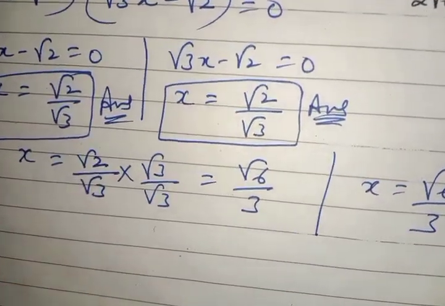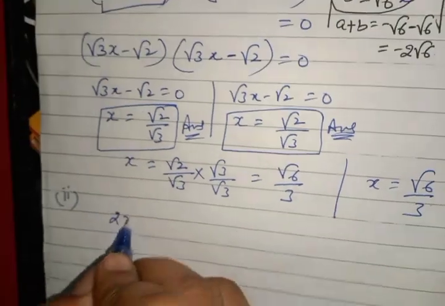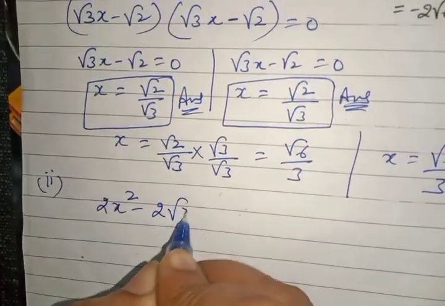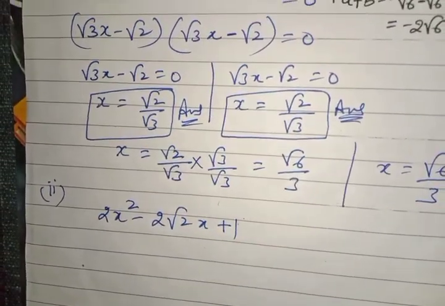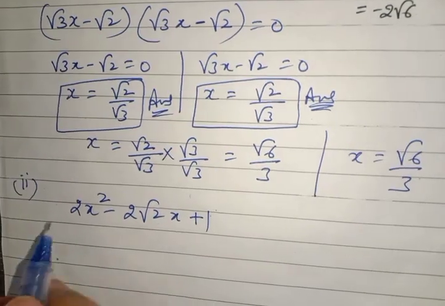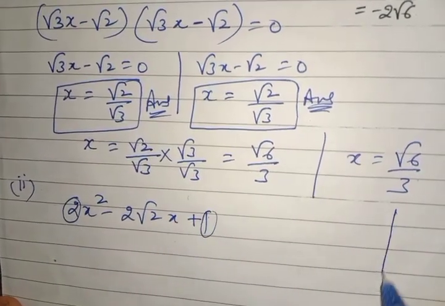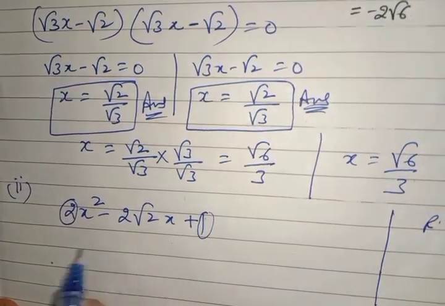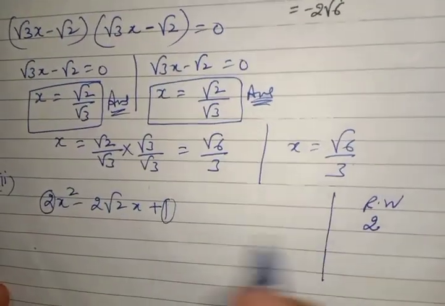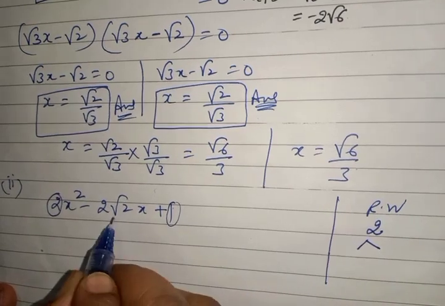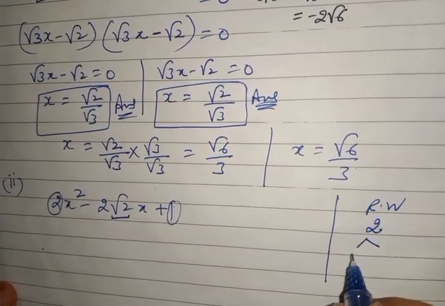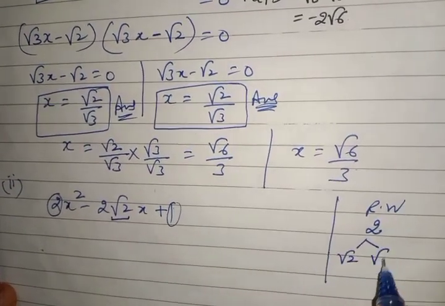One more part I need to explain to you. This is 2x square minus 2 root 2x plus 1. Again the factor of this is 2 into 1 is 2, this is rough work, and factors of 2, because I need root 2 here, so we need to write its factors as root 2 and root 2.